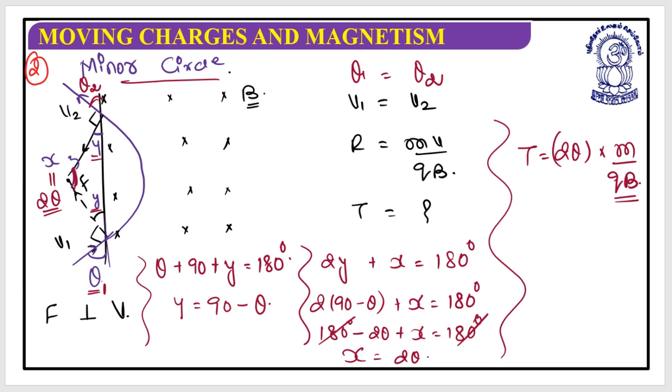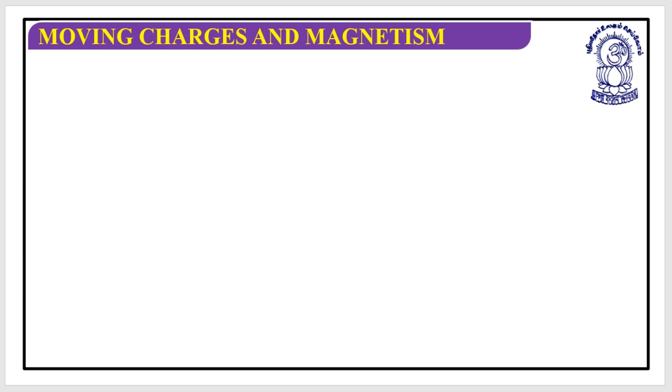Is it clear? Do you understand what is going on? Great. Ready for the next? Great. Let's have a major circle. Let's suppose this is the magnetic field that has been arranged.